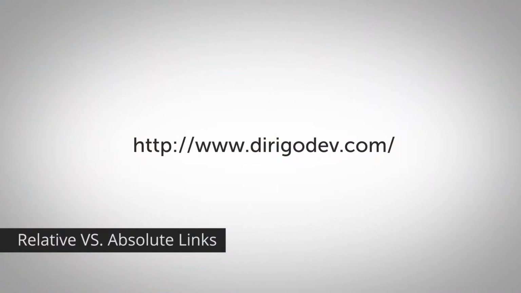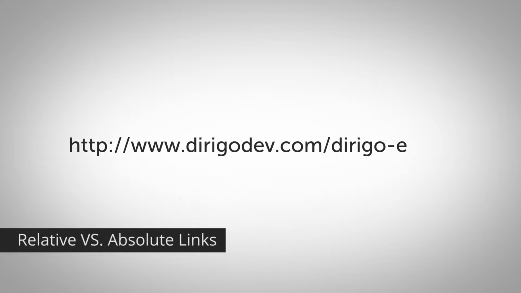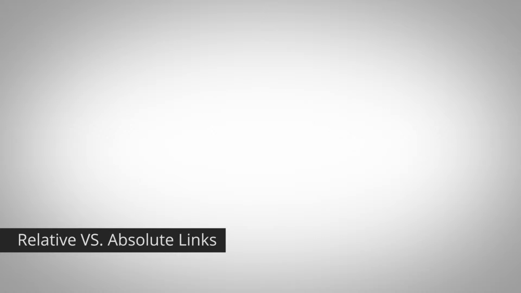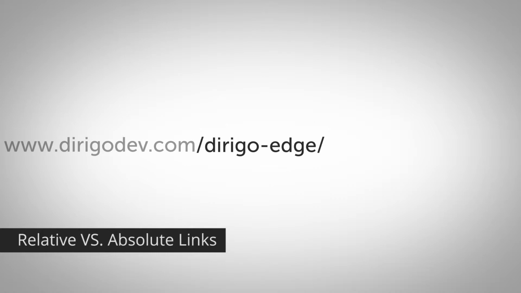Don't know the difference between relative and absolute links? No problem. Let's pretend that on our website, DirigoDev.com, we have a page called DirigoEdge with a matching permalink. Here's an example of what that page would look like as an absolute link. Now here's an example of that same page as a relative link. See the difference? It's the same as the absolute link, minus the domain name.